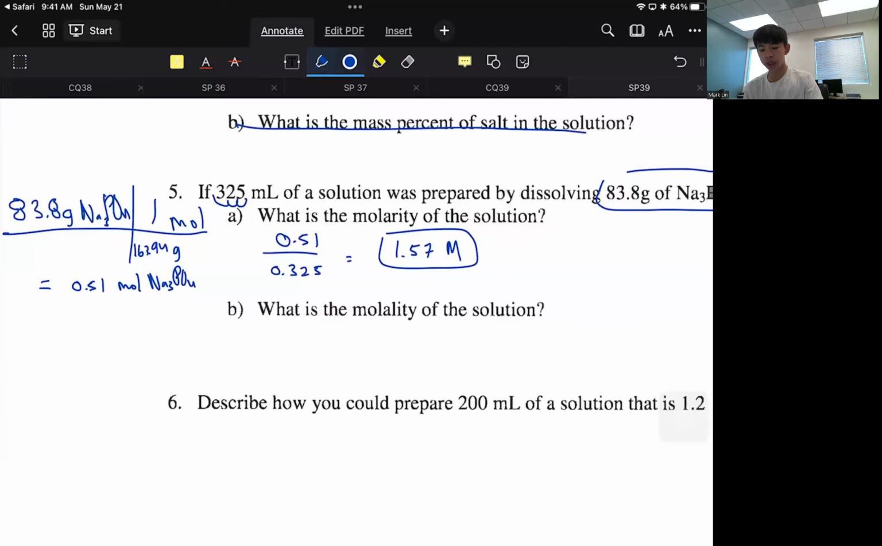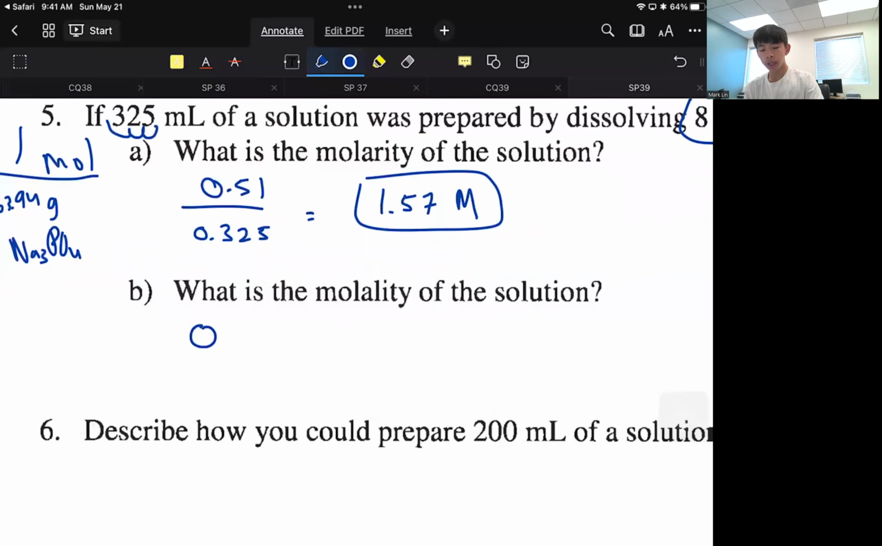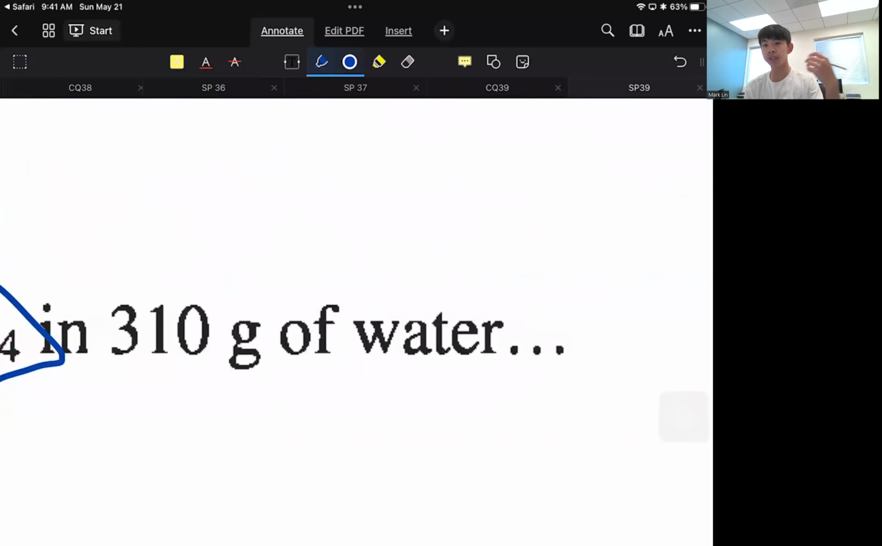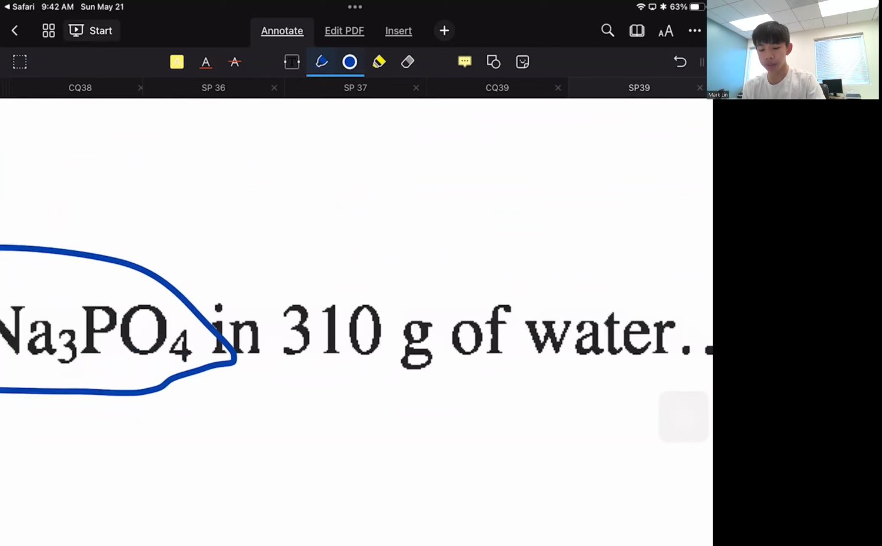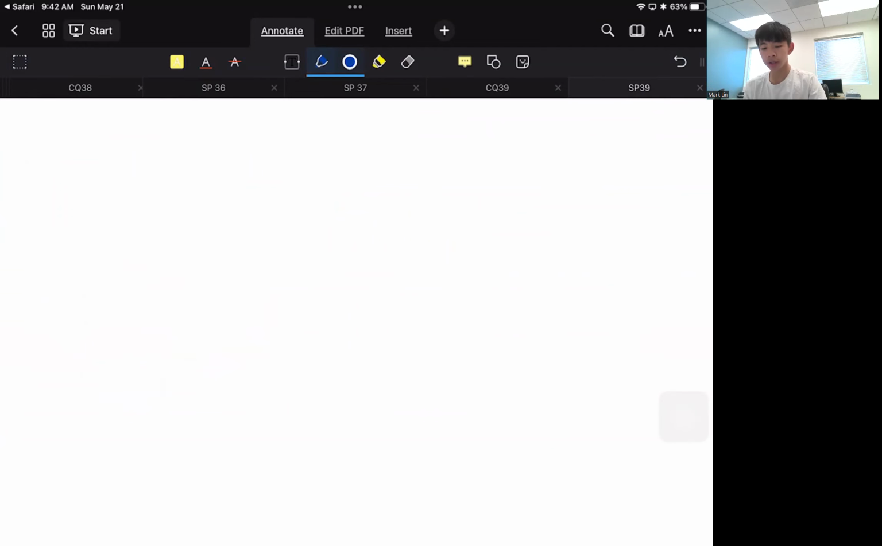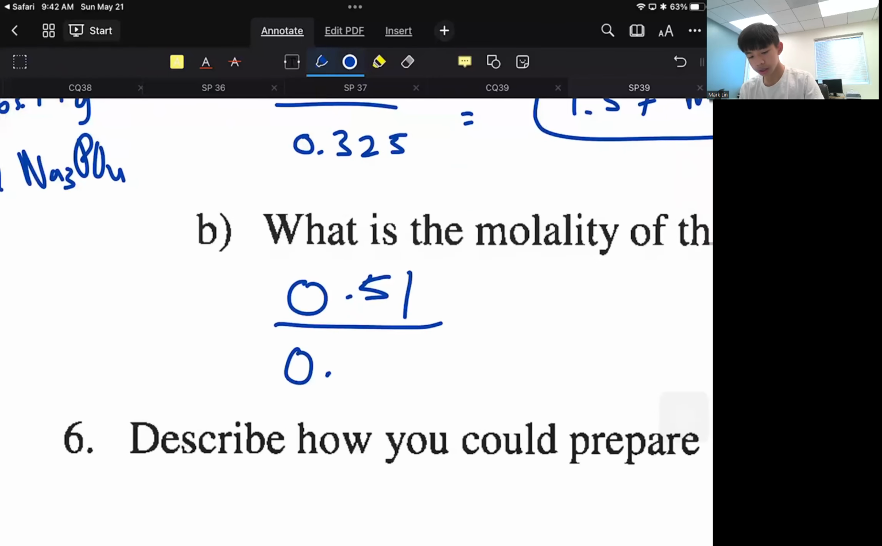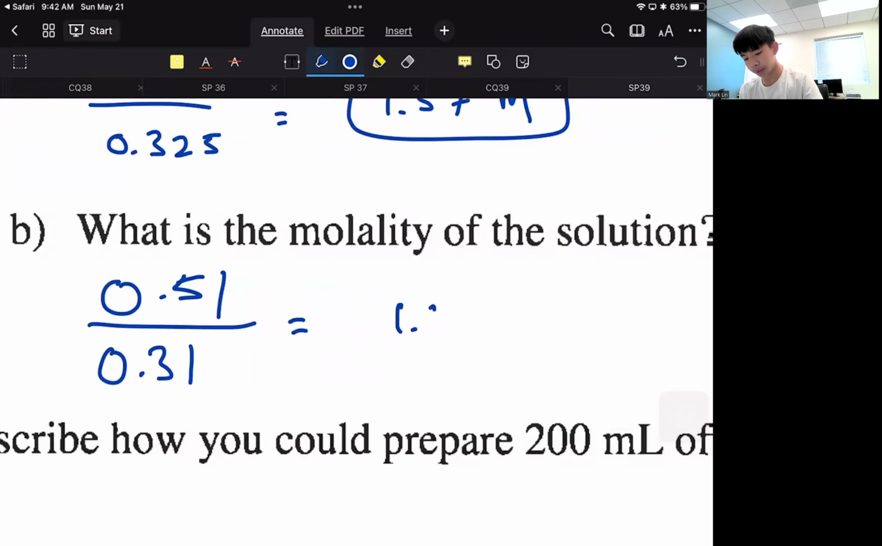All right, B, what is the molality of the solution? Molality is moles of solute over kilograms of solvent. In this case, our solvent is water, so you have 310 grams of it. However, we need to get to kilograms. So 310 grams to kilograms, 1, 2, 3, is 0.31 kilograms. Divide this out and it's going to be 1.64 molality.